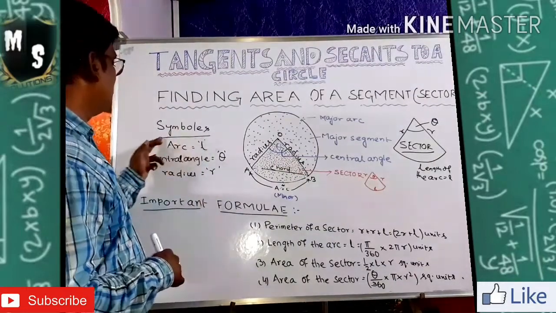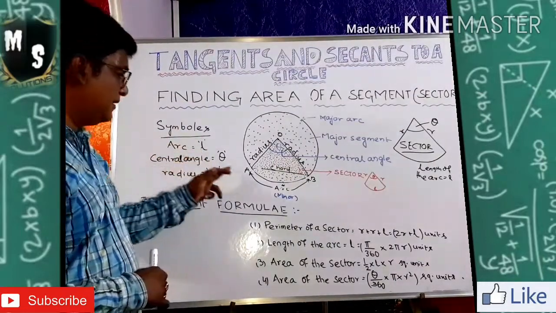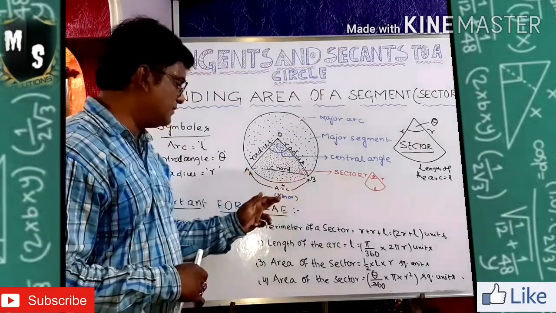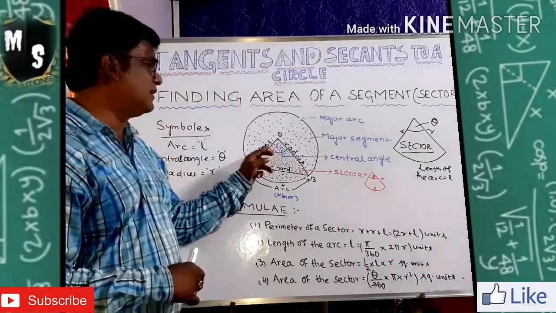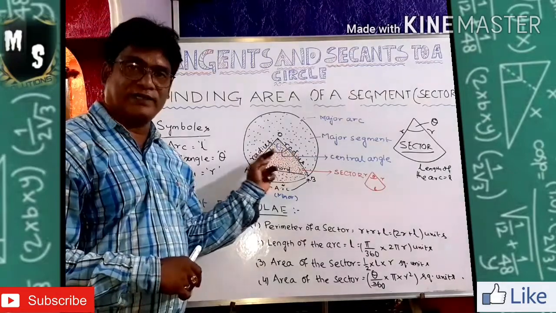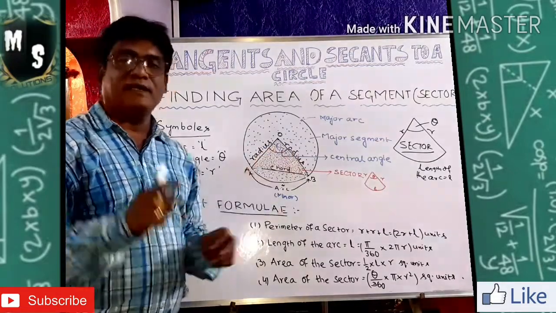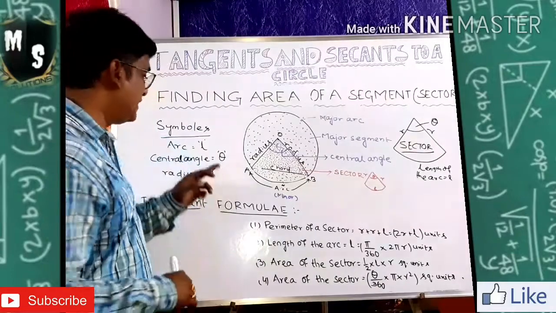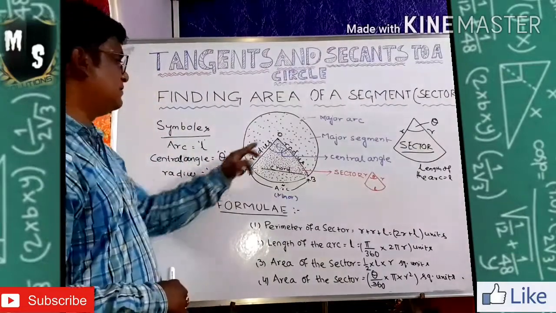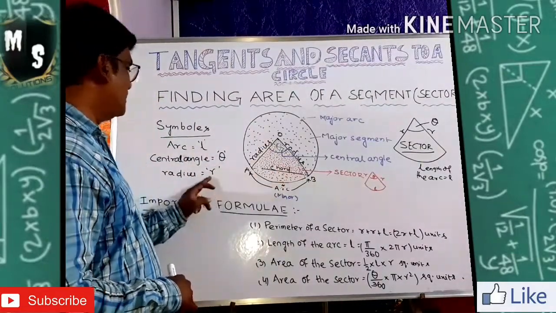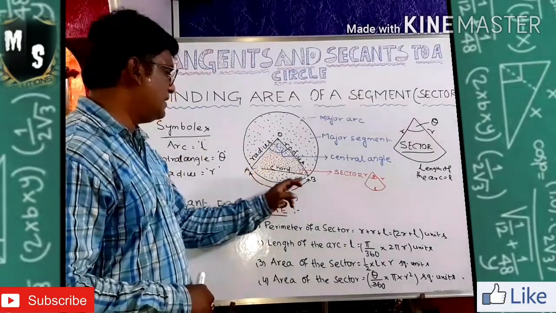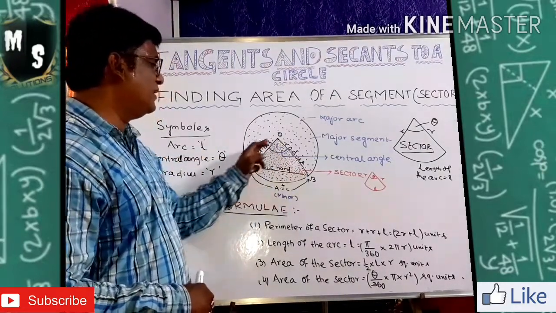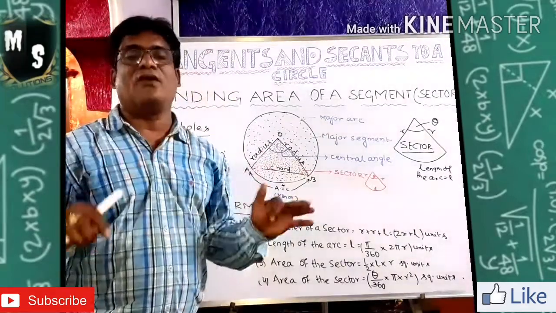I already wrote the symbols. See now, the arc can be denoted by L. This is the arc; we can write it as L. And this is the central angle. The angle created by the two radii is called the central angle. This can be symbolized by theta, and the radius can be symbolized by R. You know it. So theta, L, R. Theta, L and R give you a sector of a circle.